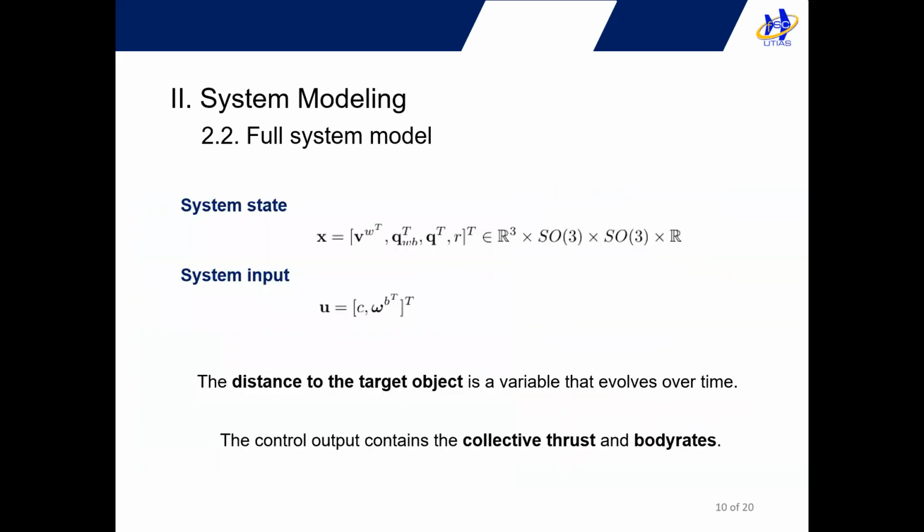And thus, the system state is composed of the velocity of the drone, VW, the orientation, QWB, the visual feature implemented as a rotation, Q, and the distance to the target object, R. We assume that this state can be measured by our onboard state estimators. The control command consists of the collective thrust and body rate of the drone.